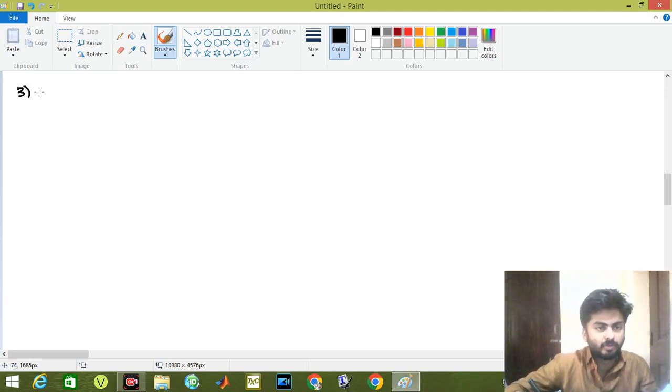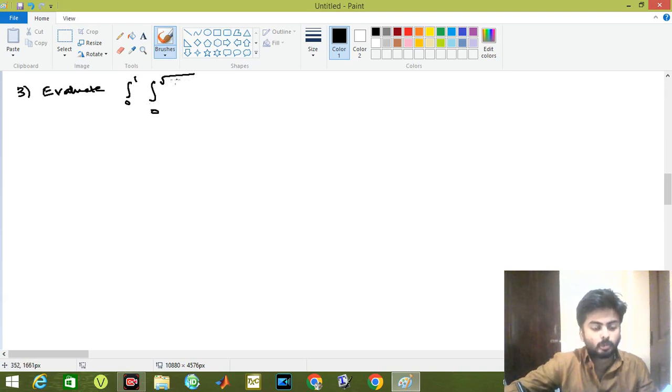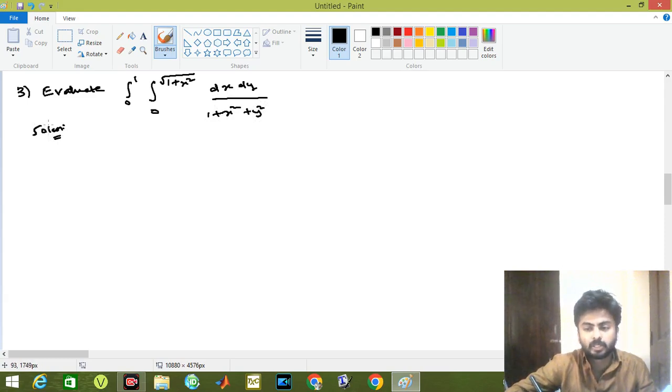The problem here is evaluate integral 0 to 1, then integral 0 to root of 1 plus x square, dx dy divided by 1 plus x square plus y square. So this is the problem given. This is a very important problem. Actually I thought of giving this problem as homework, but since it is very important and has a little more complexity than the previous problems, I would like to solve it for your understanding.